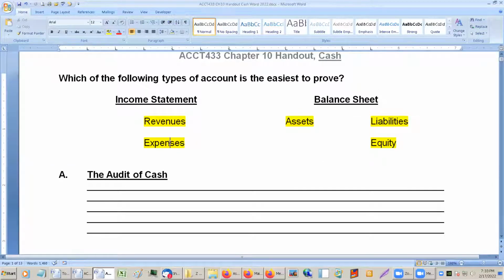You know, they're either revenue or expense, or a gain or loss, the same idea. Assets, liabilities, and equity. Those are really it. Which one of these would have accounts that are the most easy to prove? Assets. Yep. So this would be the easiest one to prove.